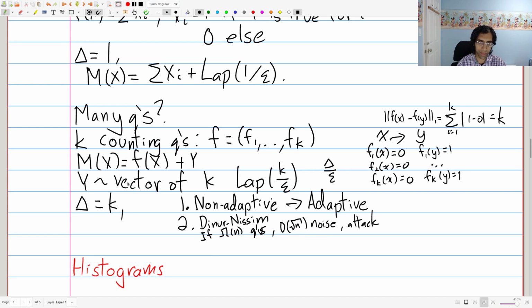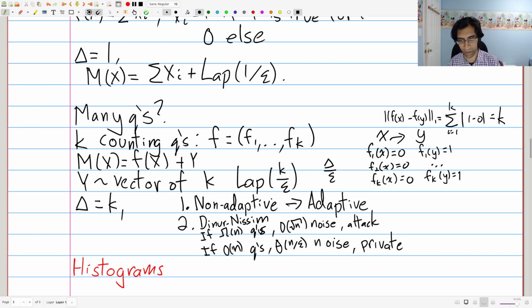However, what this result says is essentially if there's O of n queries with theta of n over epsilon noise, this is just substituting in k equals n here, then this is private. So you can see that if you add this much noise, let's just fix ourselves to looking at things with n queries, if you add n noise, then it's safe. If you only add as little as square root n noise, then there's an attack. So here's a very big gap for some reason.